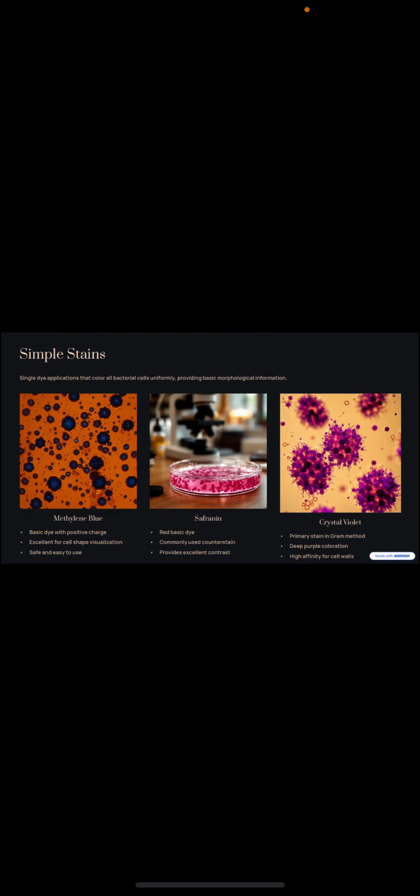Simple stain. Now, what is a simple stain? Do any of you know what simple staining is? So simple staining is a staining technique that uses a single dye to color all cells or structures in a specimen. So simple staining is one of those techniques where only a single dye is used to color all cell structures in a specimen, primarily to observe shape, size, and arrangement.